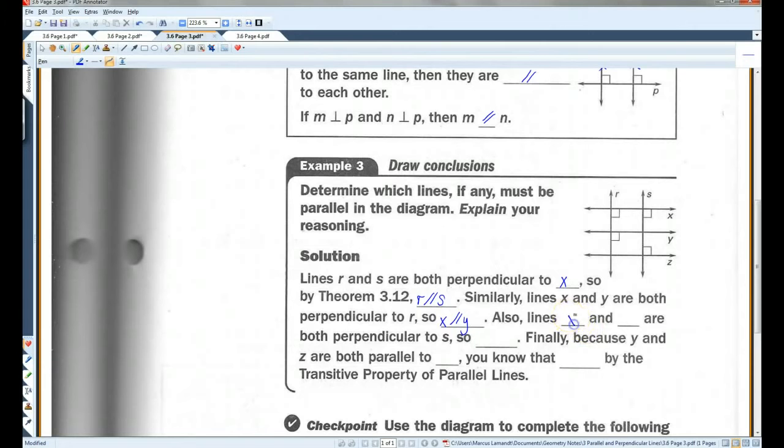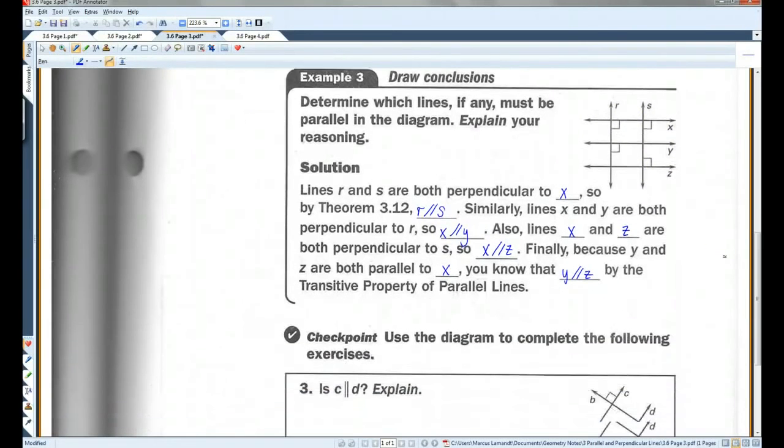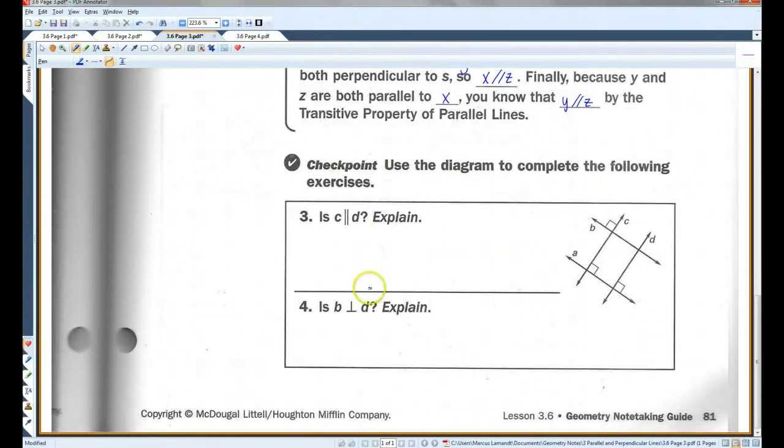Also, lines X and Z are both perpendicular to S. Okay, so X is perpendicular to Z. Finally, because Y and Z are both parallel to X, you know that Y is parallel to Z by the transitive property. Basically, if X is parallel to Z and X is parallel to Y, then Y and Z have to be parallel also because of the transitive property. Okay? Alright, I'll let you guys do these two. Let's go on to page 4.